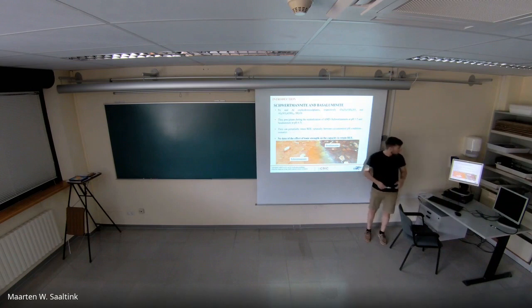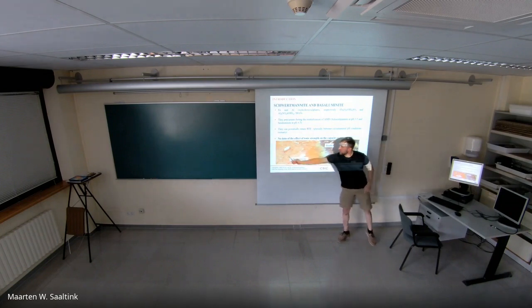So, going back to acid mine drainage, schwertmannite and basaluminite are the two minerals we will be discussing today in this seminar. They are respectively iron and aluminum oxyhydroxysulfates. They precipitate during the neutralization of acid mine drainage.